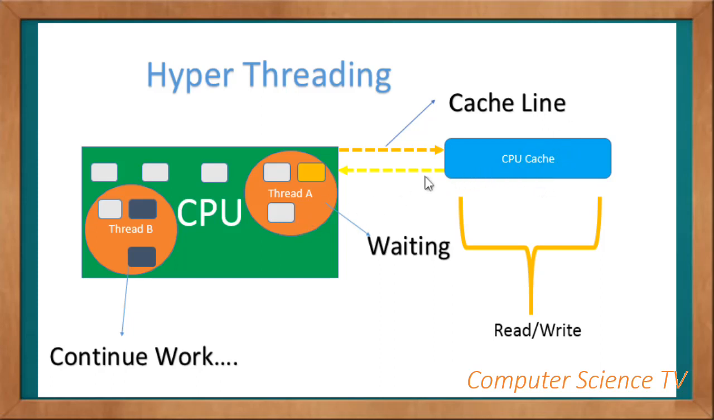Now, with hyper-threading, instead of the whole processor waiting for the cache line to return, we're going to continue work inside thread B. During this time, we can execute hundreds of instructions. During the waiting time, where we're waiting for the cache line to return, thread B is going to continue processing some work. So this is what we call hyper-threading.